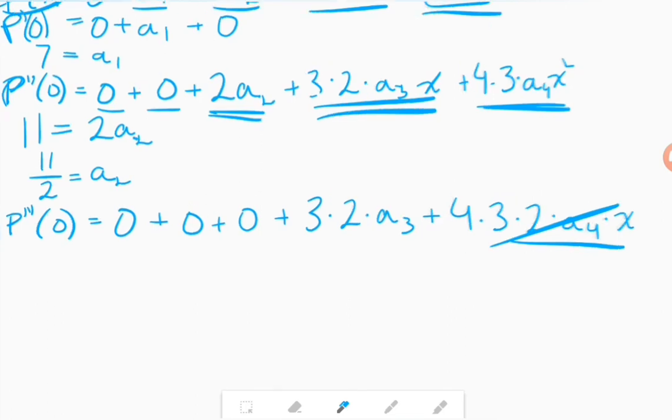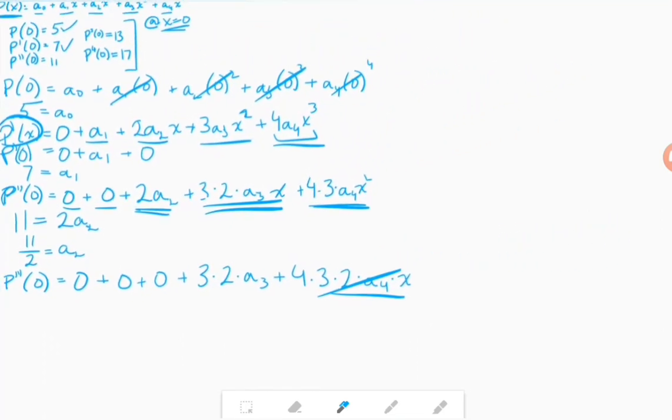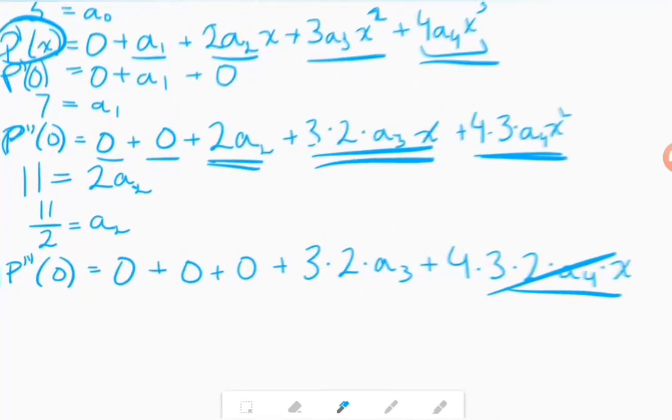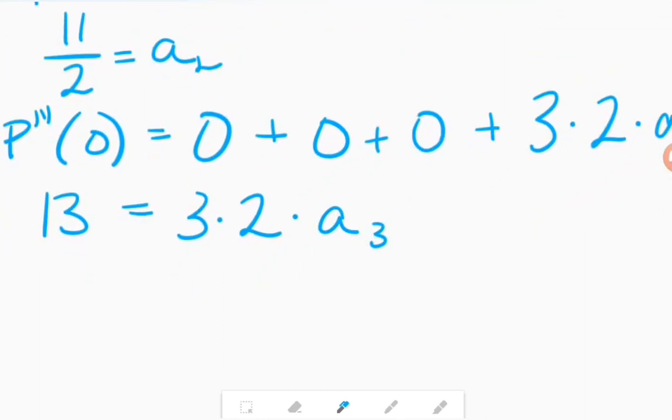And then I'm just left with p triple prime of 0, and they gave me that p triple prime of 0 is equal to 13. So 13 is equal to 3 times 2 times a sub 3. In order to find a sub 3, I just divide 13 by 3 times 2.